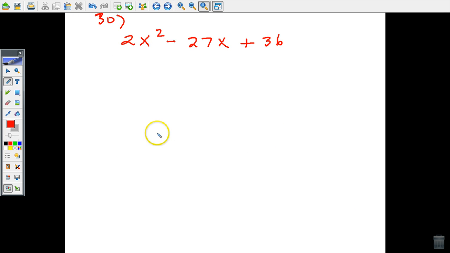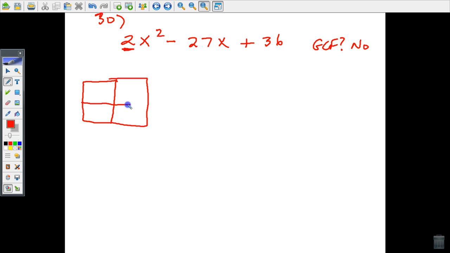So let's try another one. Okay, looking for a GCF always, but I don't see one. So now I notice that the quadratic coefficient is bigger than 1, so I'm going to go straight to the box method. So you need to show this box method only for those trinomials where the quadratic coefficient is greater than 1.